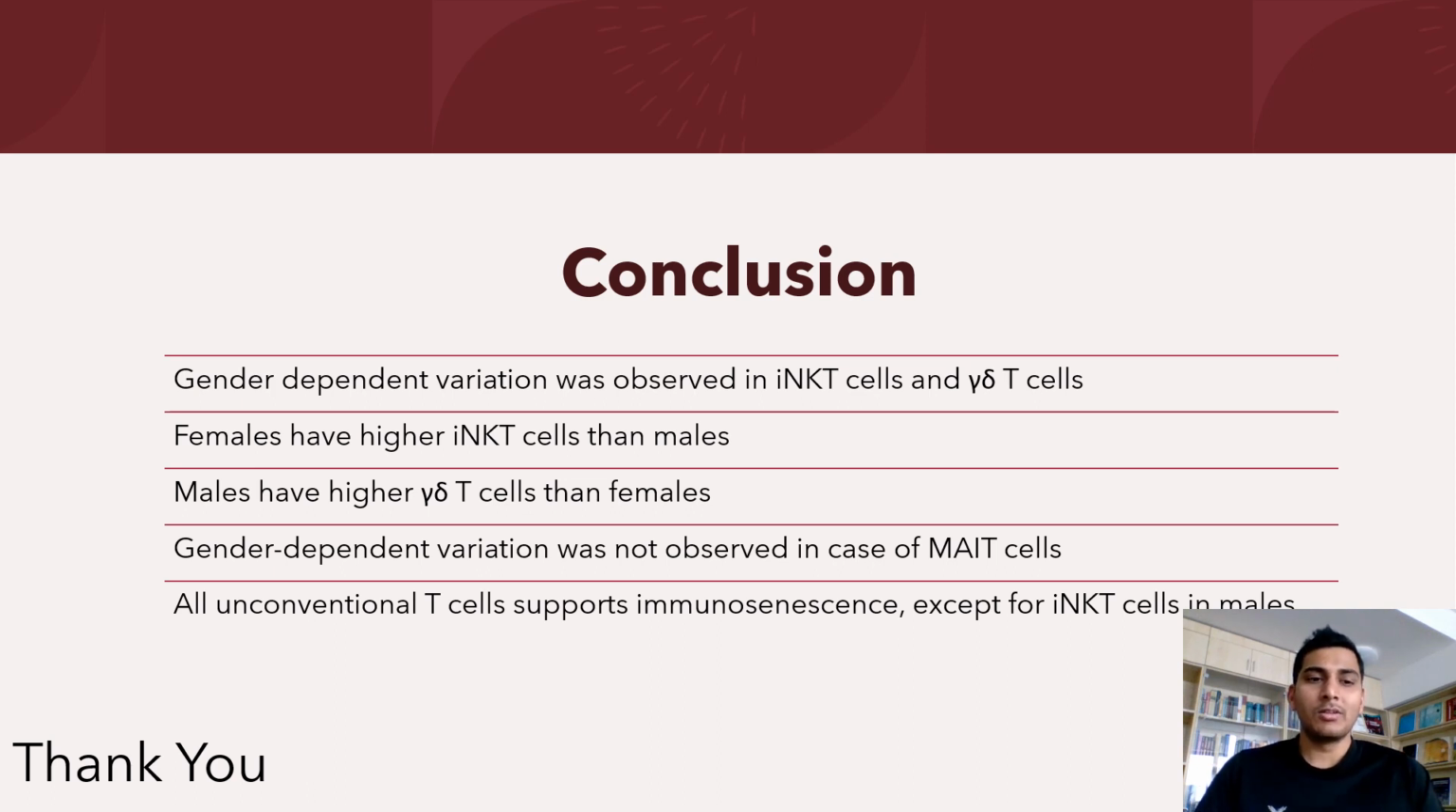To conclude this study, we have found gender-dependent variation in the case of the iNKT cells and the gamma delta T cells. In females, the iNKT cell numbers are higher than in males, and the gamma delta T cells are higher in males than in females. And this gender-dependent variation is not observed in the case of the MAIT cells. And also, all the unconventional T cells support immunosenescence, except for the iNKT cells in the males.